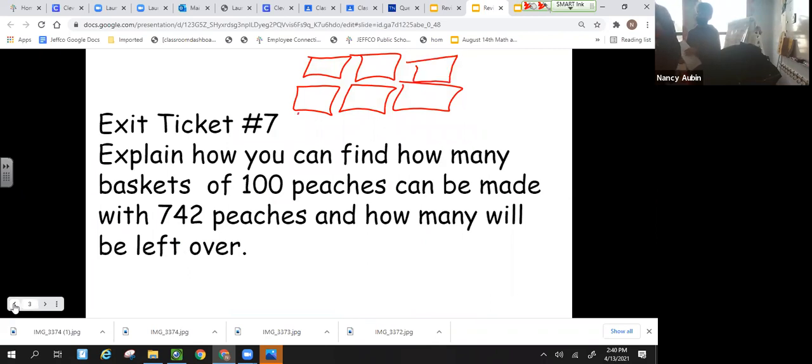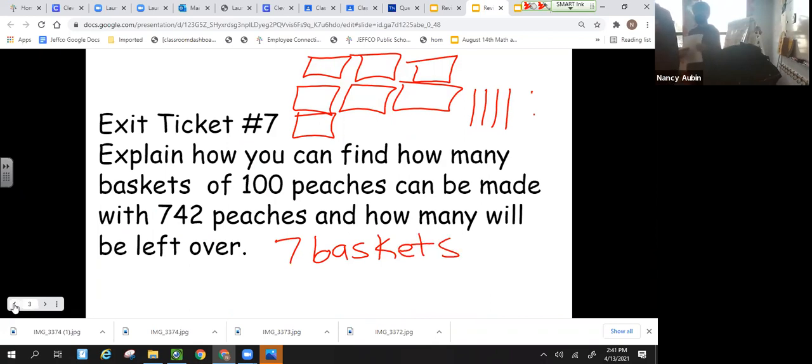6, 700, 10, 20, 30, 40, 41, 42. How do you know how many baskets of 100 peaches can be made? Say it real loud. 7 baskets. How I know it is 742 in the basket. In the hundreds place there is a 7, so 7 is the answer. There is a 7 in the hundreds place.